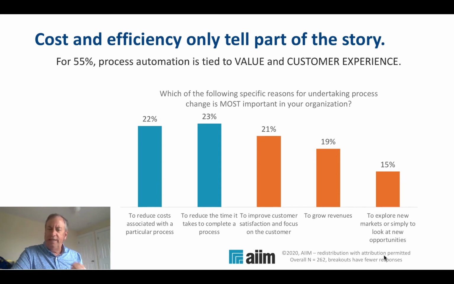But I think the really interesting thing about this data point for me is when you look at those orange bars to the right, and even though they are less individually than the blue bars, collectively, in things like improving customer satisfaction, growing revenues, explore new markets, those are top-line items and top-line benefits to conduct process automation. And I think that point, that 55%, is really the most important takeaway from this data point.